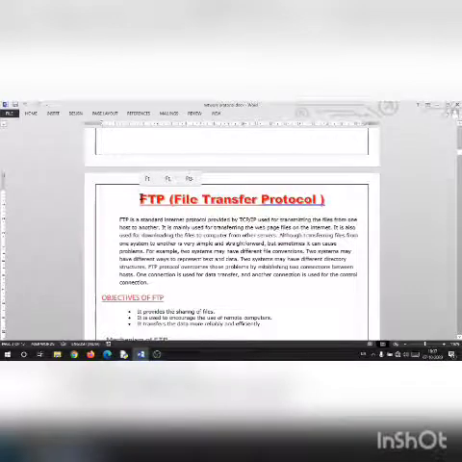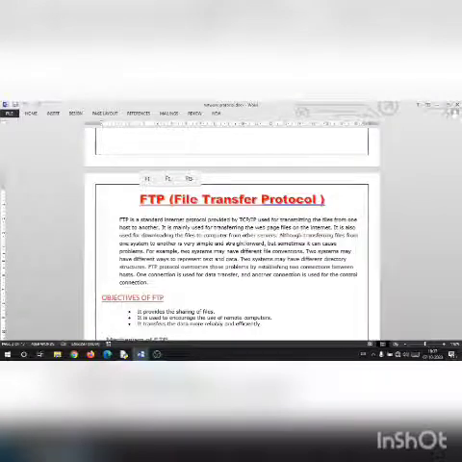Today, we will discuss some more protocols used in networking, and our first protocol is FTP. FTP stands for File Transfer Protocol. Remember students, the full form is very important in networking, so you must know the full form of every protocol.